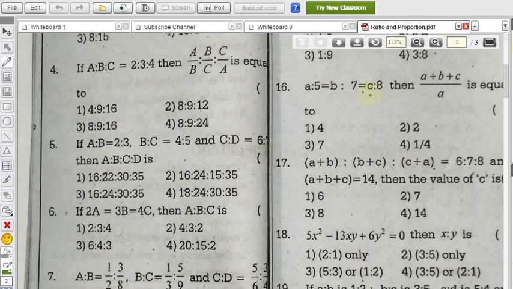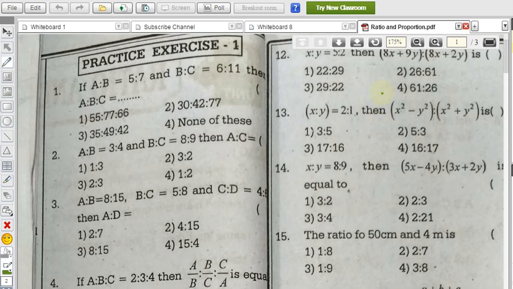Let us see the problems now one by one. First one, as I discussed previously: if A is to B is equal to 5 is to 7 and B is to C is 6 is to 11, then A is to B is to C is equal to dash.